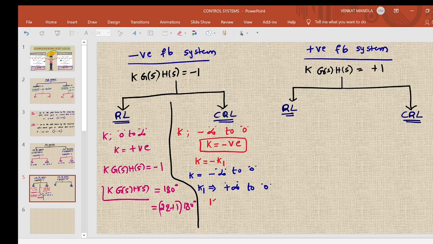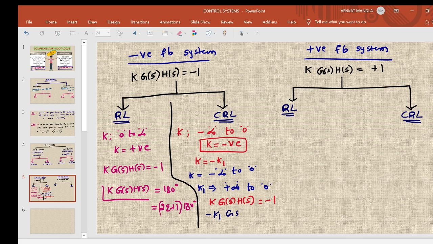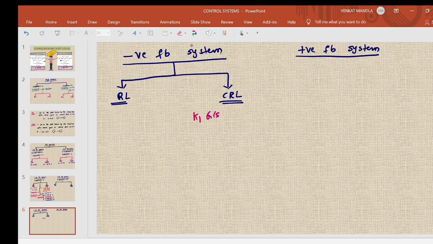I have K G(s)H(s) equal to minus 1. I will replace this K by minus K1. Minus K1 G(s)H(s) equal to minus 1, and then K1 G(s)H(s) equals plus 1. So in complementary root locus, K1 G(s)H(s) equal to plus 1.